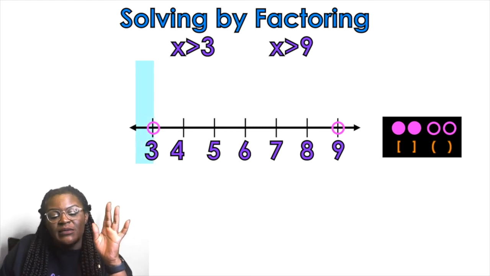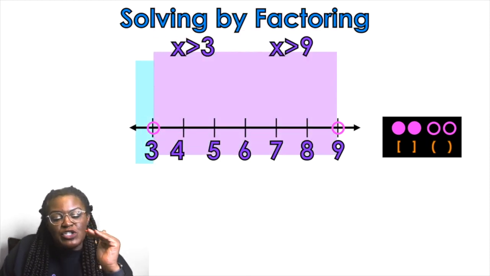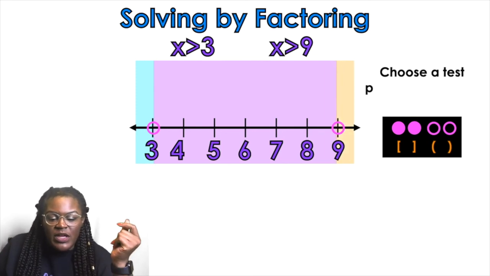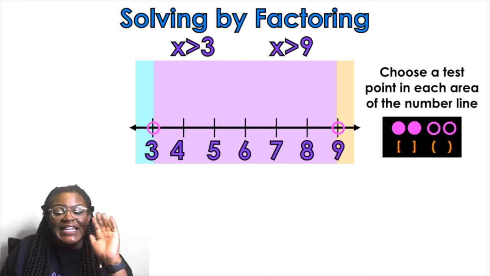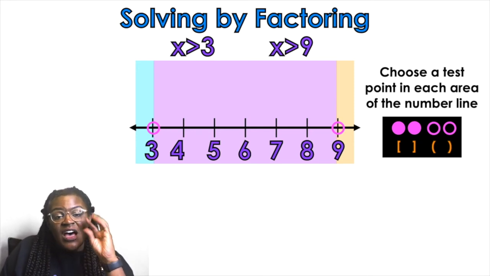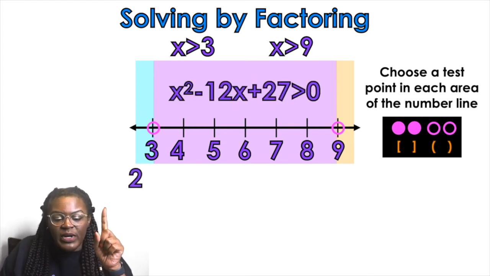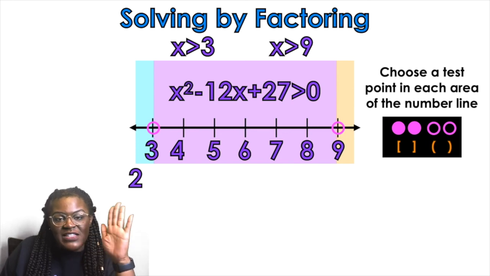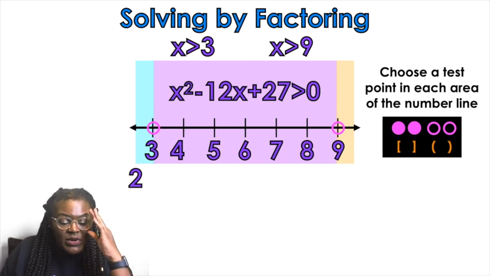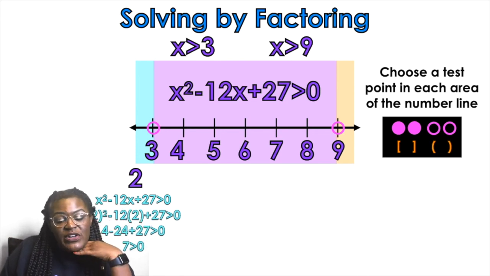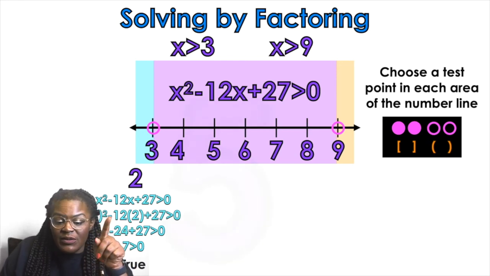So I'm going to show you which areas of the graph we're working with. And we're going to choose a test point in each area of the number line. So I need a point in the blue area. We're going to go with 2. I know that's off the line, but you get it, right? I plugged it in, and I got 7 is greater than 0. That is true. So we're going to use the blue area.